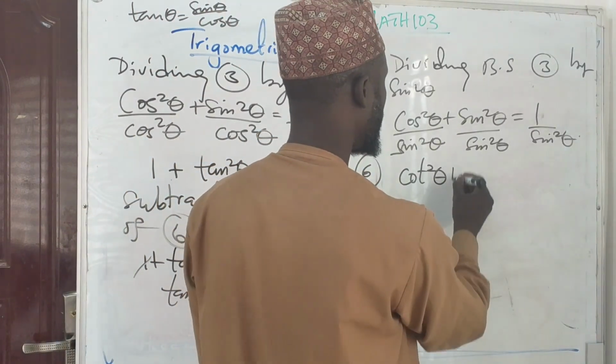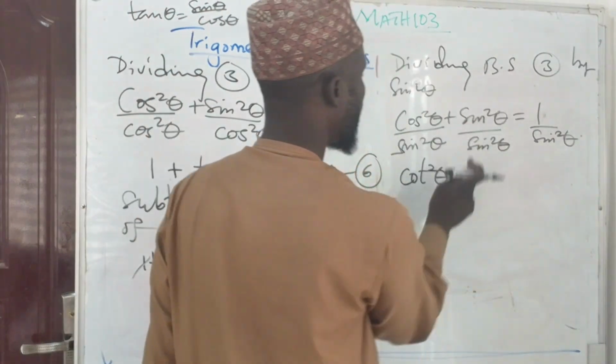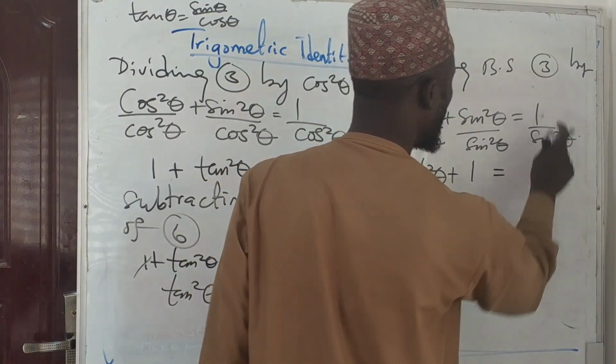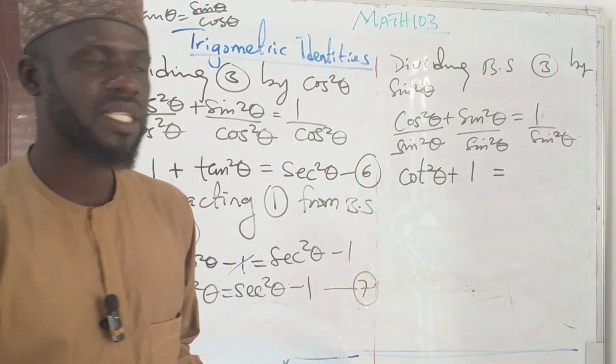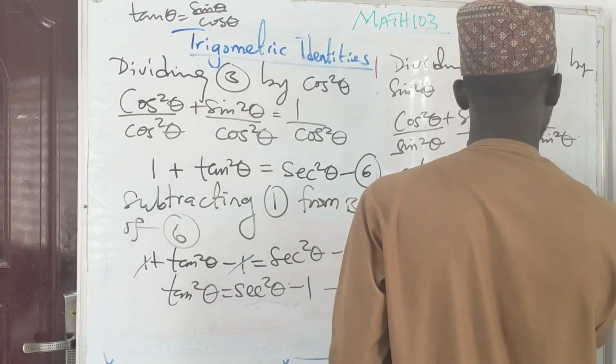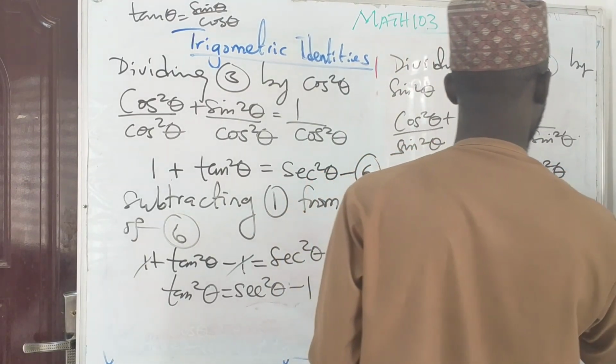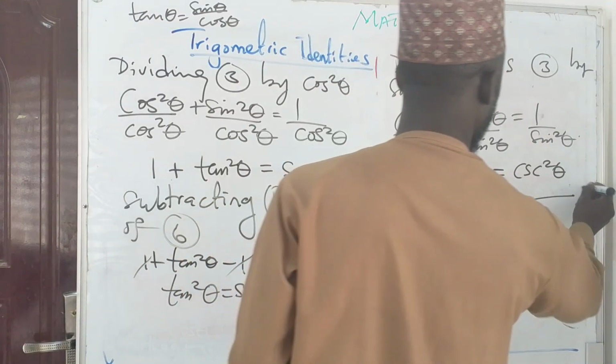Now, plus sine squared theta over sine squared theta, the answer is equal to 1. And 1 over sine squared theta is cosec squared theta. So cot squared theta plus 1 equals cosec squared theta. This is another identity, identity number 8.